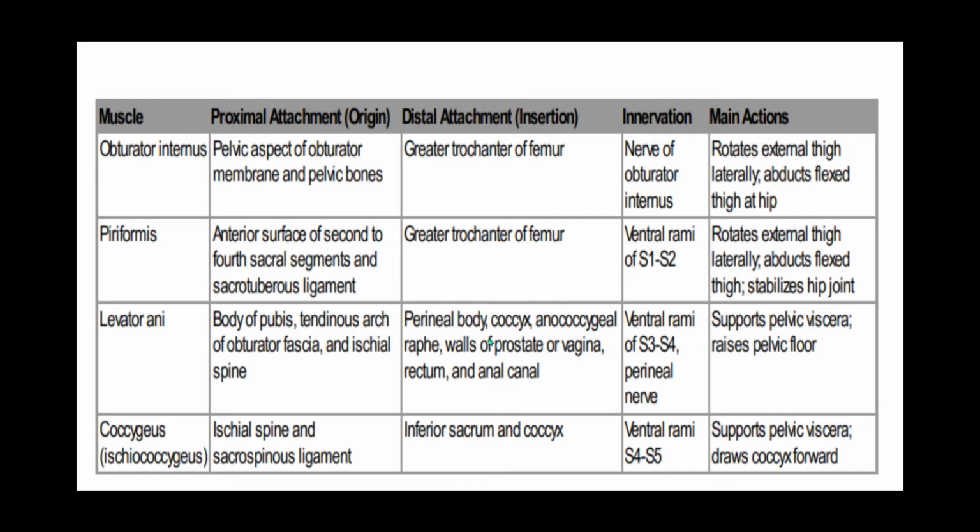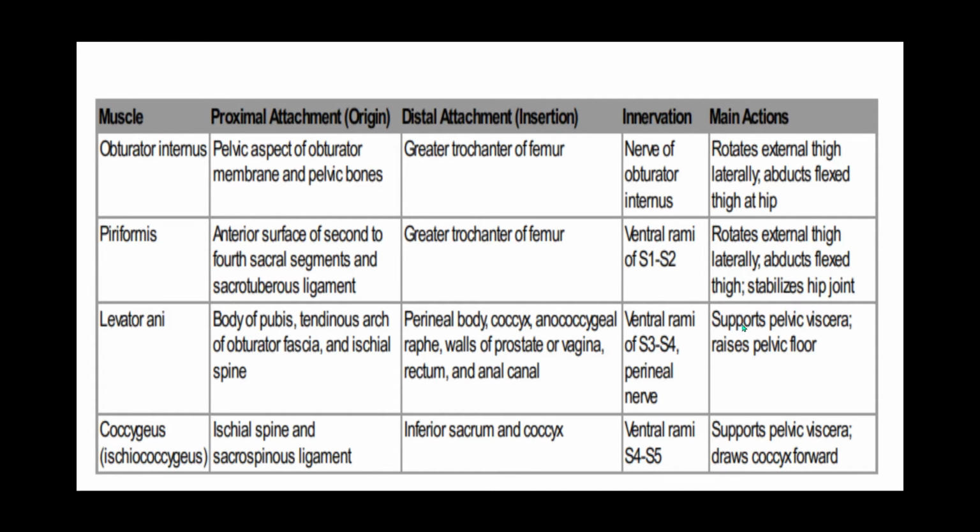The levator ani inserts into the perineal body, and the pubococcygeus inserts into the coccyx. The puborectalis, pubovaginalis or puboprostaticus, and pubourethralis also insert into the external walls of the prostate, vagina, urethra, the rectum, and the anal canal. That's how they contribute to maintenance of urinary and fecal continence.